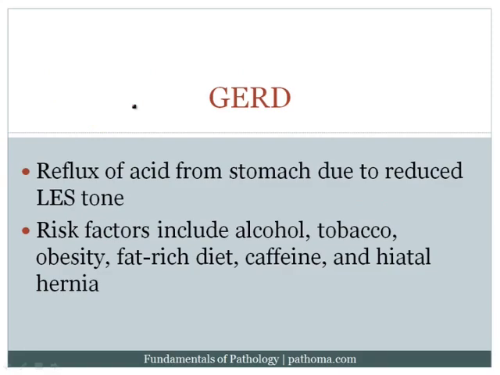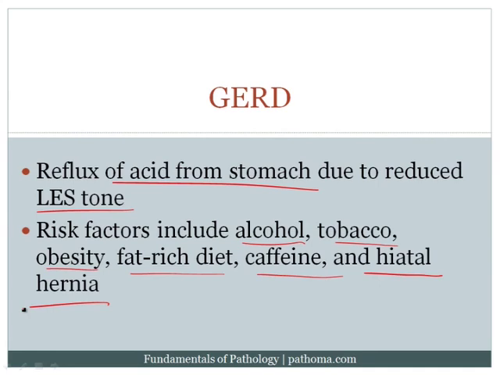So, of course, we've already talked about the fact that you get reflux of acid from the stomach due to reduced lower esophageal tone. The risk factors are interesting. Alcohol, tobacco, obesity, a fat-rich diet, caffeine, all of these are risk factors. One that we should particularly emphasize is something called a hiatal hernia. So let's take a minute to just explain what the hiatal hernia is.